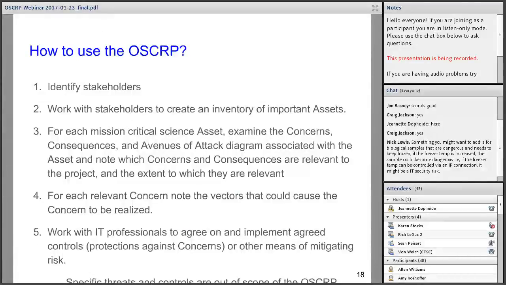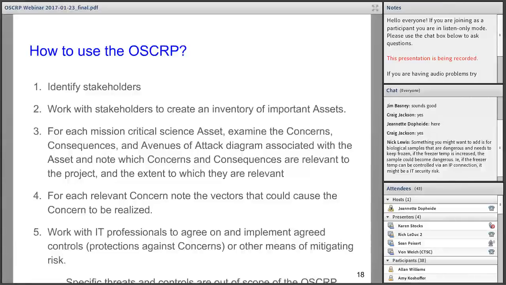How should one use the OSCRP? In general, I think I've alluded to this a little bit in the prior slide, but just to walk through in detail, the most important thing is for one of the scientists to try and identify all of the different stakeholders associated with a science project of some kind. These could be the scientists that have set up the science project, in addition to a variety of the people who might be using the scientific assets from outside.